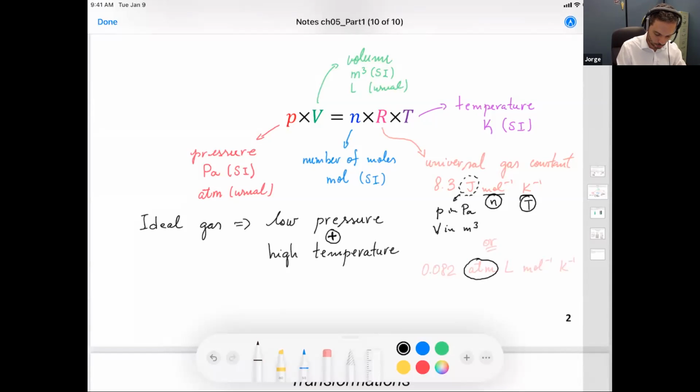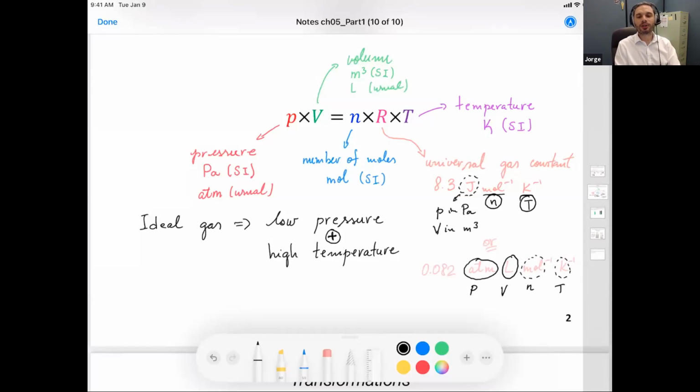ATM will be the units for pressure. Liters is going to be the units for volume. Mole, the units for number of moles. And Kelvin, the units for temperature.